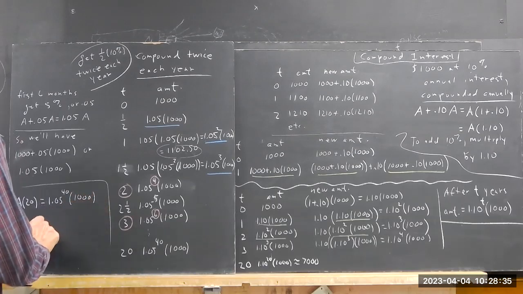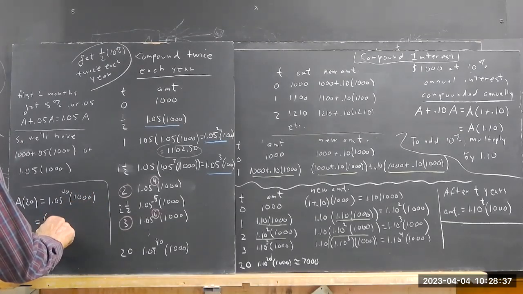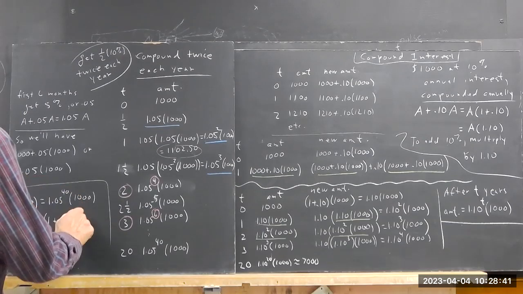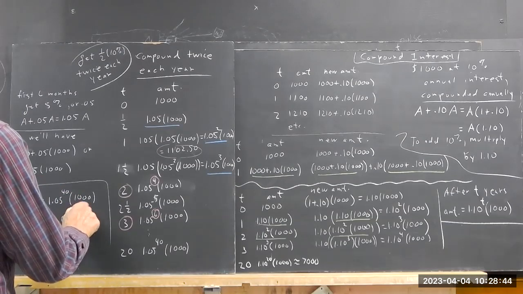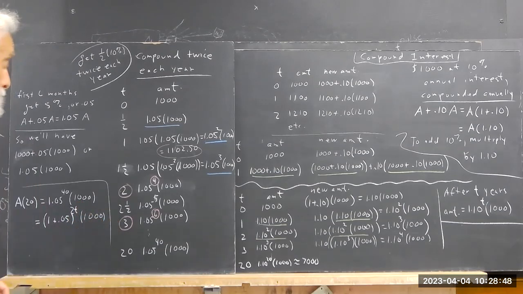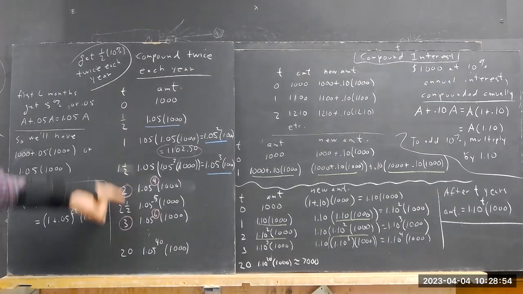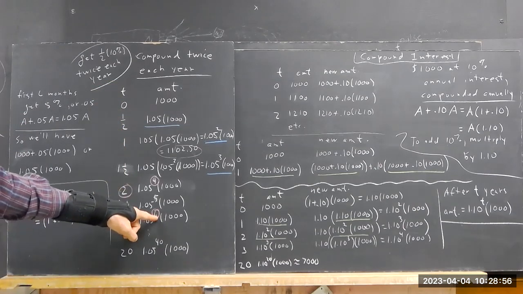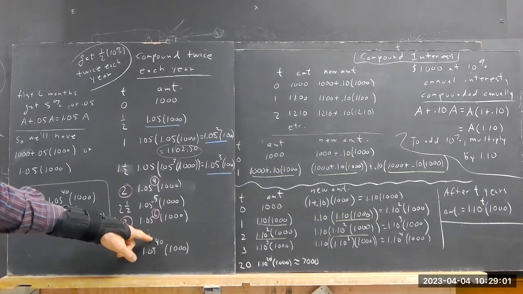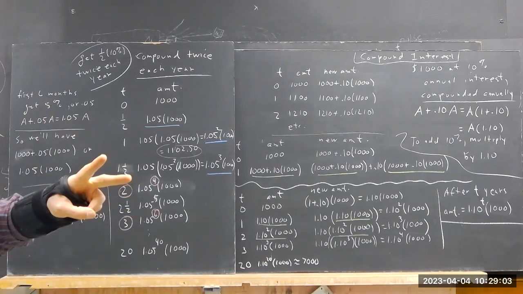Now, what does that mean? 1.05 is 1 plus 0.05. 40 is 2 times T. And the 1,000 is what we started with. Now you understand where we want to put 2T here, because if T is 3, the power is 6, T is 2, the power is 4, T is 20, the power is 40, because we're compounding twice each year.